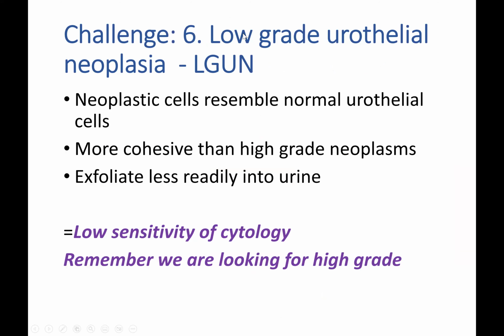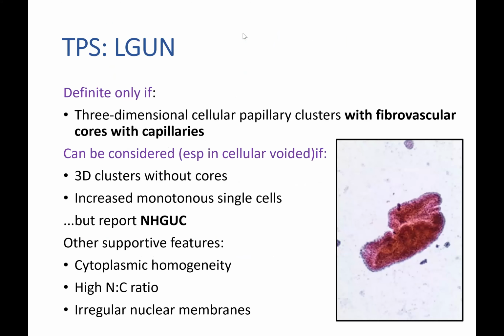I'll mention briefly low-grade urothelial neoplasia. Unfortunately, neoplastic urothelial cells resemble normal urothelial cells if they're low grade. They can be more cohesive than the high-grade neoplasms and therefore exfoliate less readily into the urine. So as a result, urine cytology has a very low sensitivity for low-grade neoplasia. And that is why we're focusing in urine cytology on high-grade abnormalities.